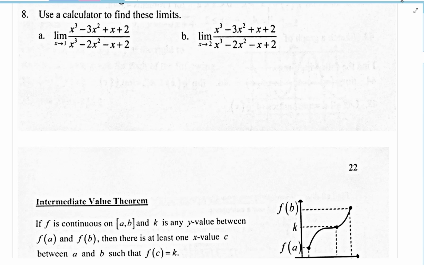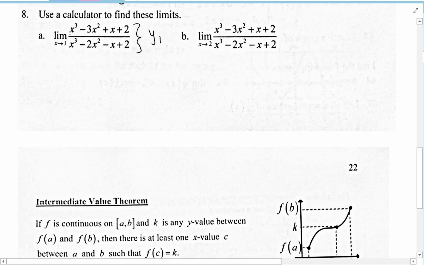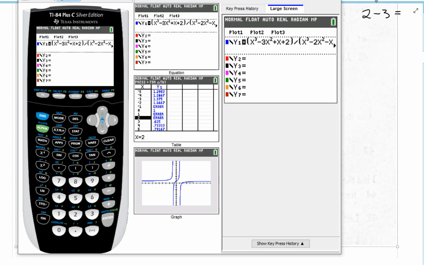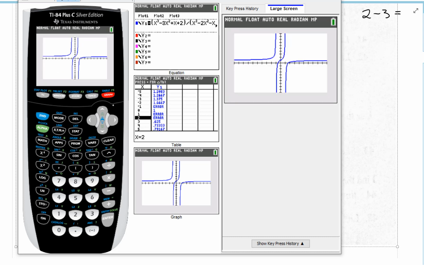Use a calculator to find these limits. To begin, I want you to put this function in as your y1. Ignore the limit part for now. Put this function into your calculator as y1. Okay, so now I've plugged it in, and I'm going to graph.